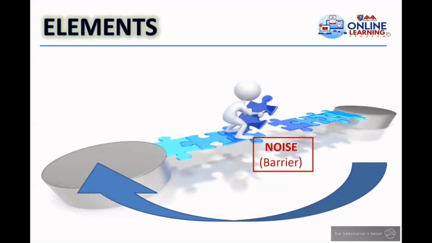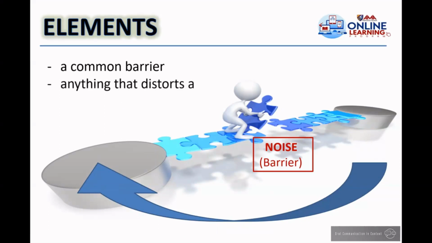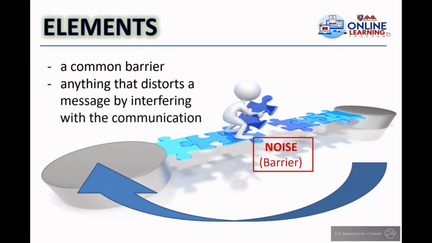Let's have the noise or the barrier. The noise is a common barrier in the communication because it distorts the message by interfering with the communication process. So there are several barriers like language barrier, physical barriers, emotional barriers, social barriers, psychological barriers, and others. For the language barrier, it pertains to the use of the language or words by the sender and receiver that may cause hindrance in the communication process.